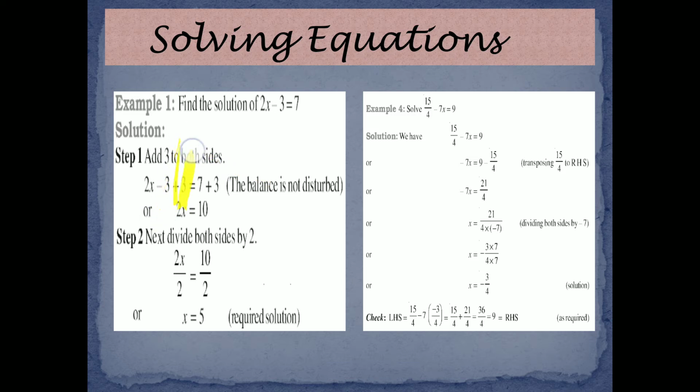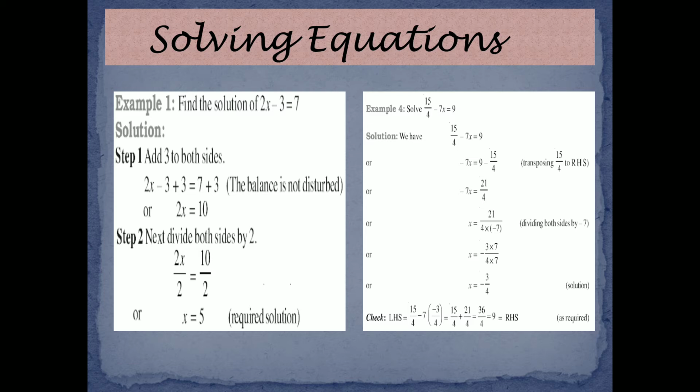This minus 3 and plus 3 get cancelled. So overall, this minus 3 which was there is eliminated. And 7 plus 3 becomes 10. So 2x is equal to 10. Now, if I want to eliminate this 2, the coefficient of x, what will I do? I will put a 2 in the denominator on the left hand side and on the right hand side. So once I do that, this 2 and this 2 get cancelled, and 10 by 2 is 5. So x is equal to 5. This is the systematic method of solving the equation.